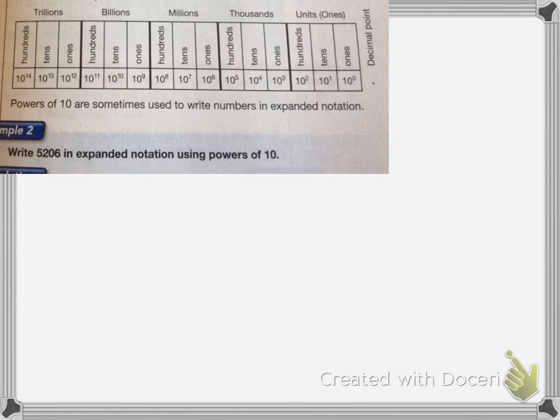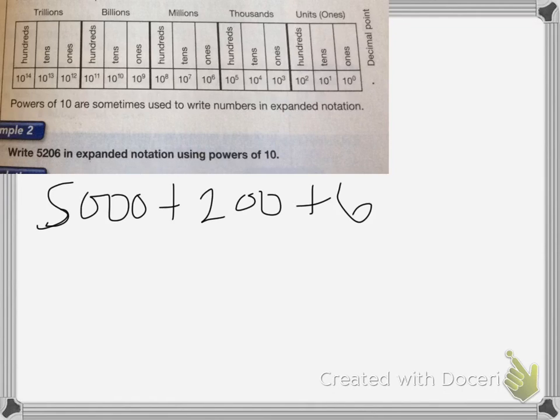Now powers of 10 are sometimes used to write numbers in expanded notation. So if I want to write 5,206 in expanded notation using powers of 10, this is how I would do it. The number 5,206 means 5,000 plus 200 plus 6. So we write each number as a digit times its place value. So 5,000 would be 5 times 10 to the 3rd power, because here's the thousandths place.